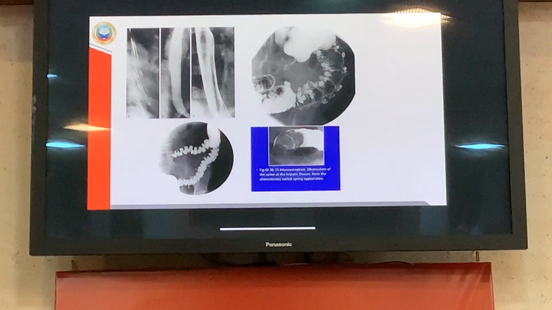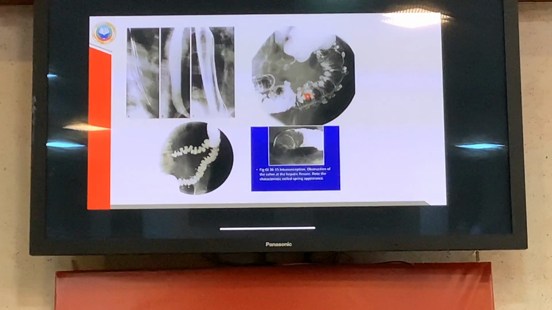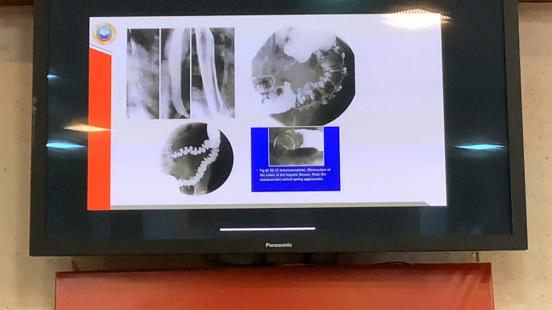If we look at these images, this is called single contrast, only the barium. While when there is air and barium, it is called double contrast. This is the barium swallow. This is the esophagus. This is a segment of the bowel with diverticulosis, double contrast, air and barium, and this one is only single contrast, and there is a filling defect.